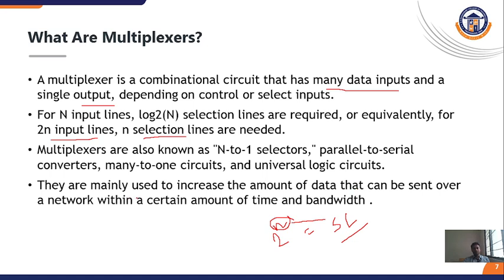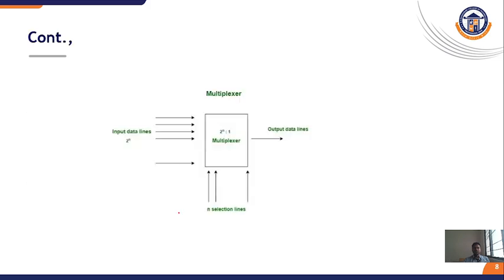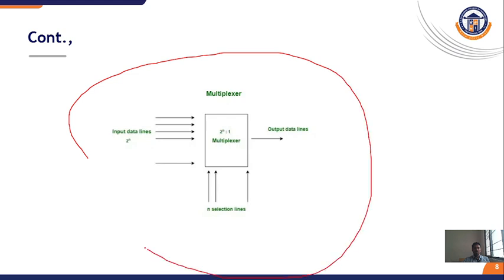So the multiplexer is mainly used to increase the amount of data that can be sent over a network within a certain amount of time and bandwidth. So this is the block diagram of the multiplexer, where the input is 2 power n, n is the number of selection lines. There will be n selection lines and one output.